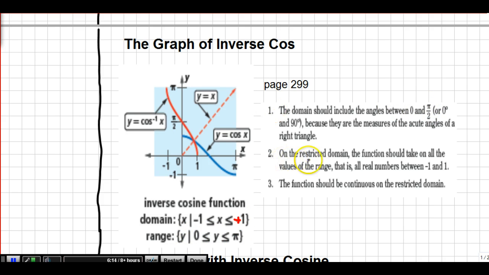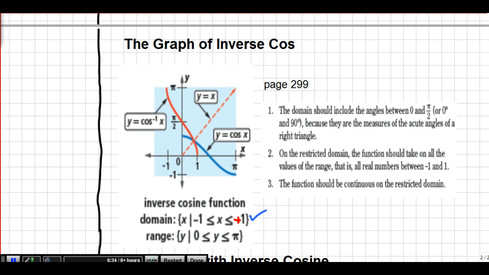On the restricted domain, the function should take on all the values of the range, that is all real numbers between -1 and 1, and we do have that. The function should be continuous, meaning you can draw it without having to lift your pencil. There are no asymptotes that we have to jump over, so we're doing fine there. So we've satisfied all 3 conditions here.